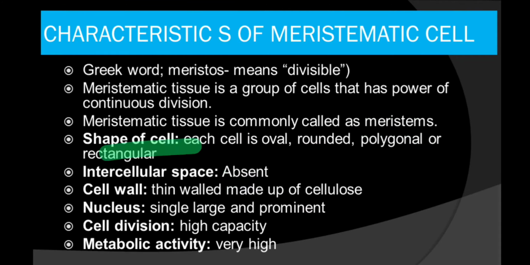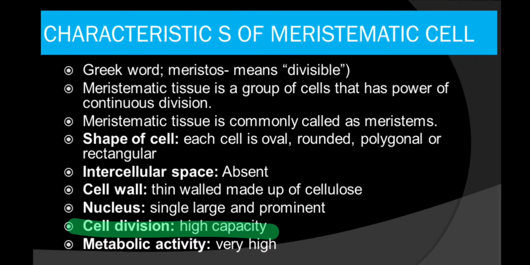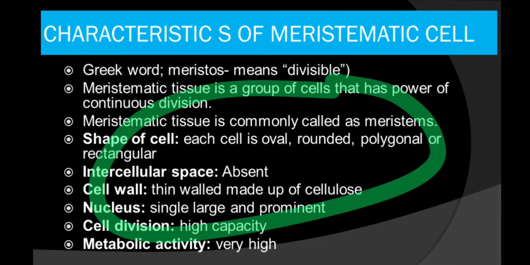If you see the shape of the cell, each cell looks oval, rounded, polygonal or rectangular. Intercellular spaces are absent in this case. The cell wall is very thin and made up of cellulose. The nucleus is very large and prominent because these cells have to divide and form other cells. Cell division capacity is high because these cells continuously divide. Metabolic activity is also very high. So these are the characteristics of the meristematic cell.